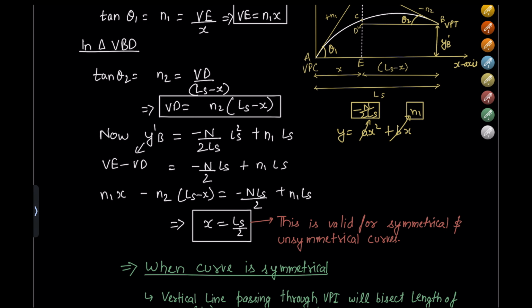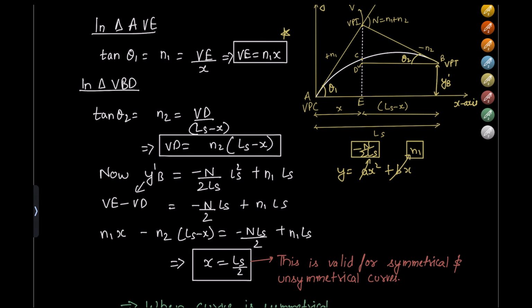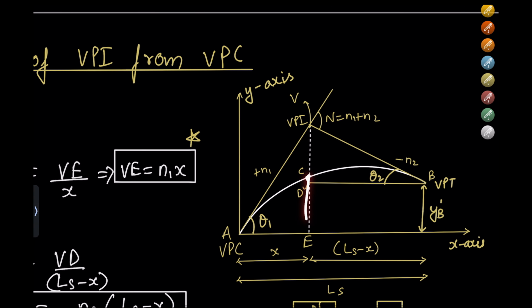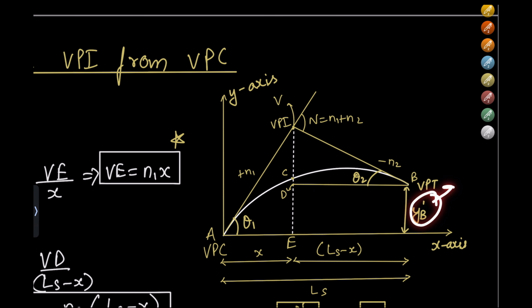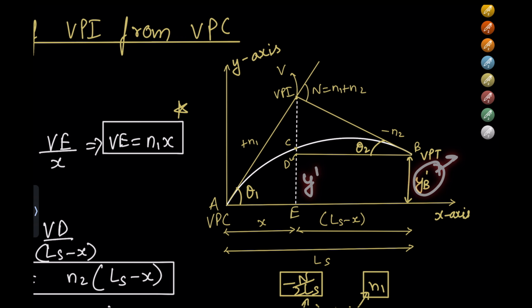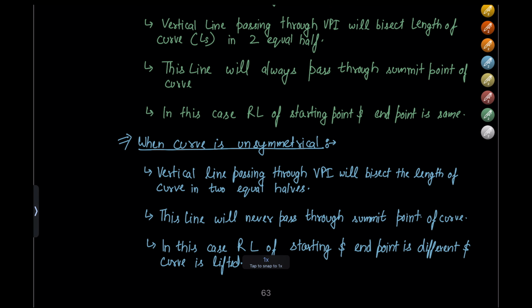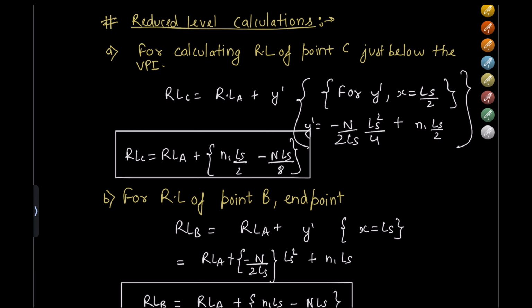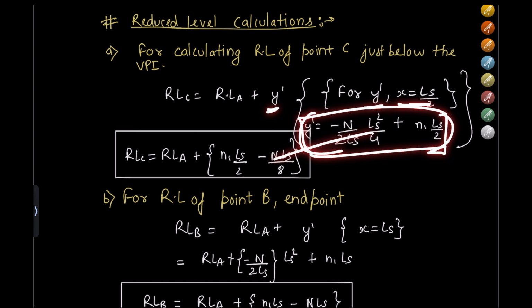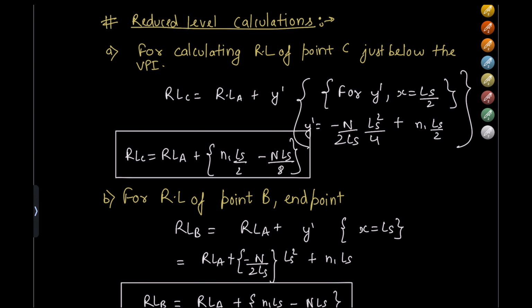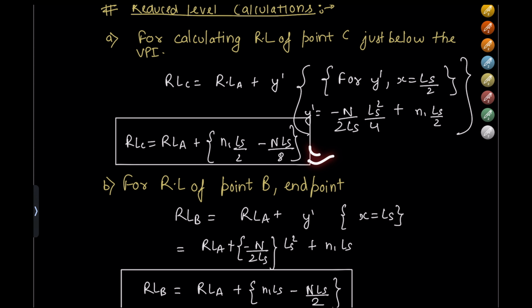At x is equal to L by 2, a summit point will be reached for a symmetrical curve. So for that, C would have this value equal to Y dash. Y dash B is representing a different thing. This is Y dash, right? So CE would be Y dash. So we'll put x is equal to Ls by 2 in Y dash, and we'll get this equation that we will input and solve. So RL of C would be equal to RL of A plus N1 Ls upon 2 minus N Ls upon 8.